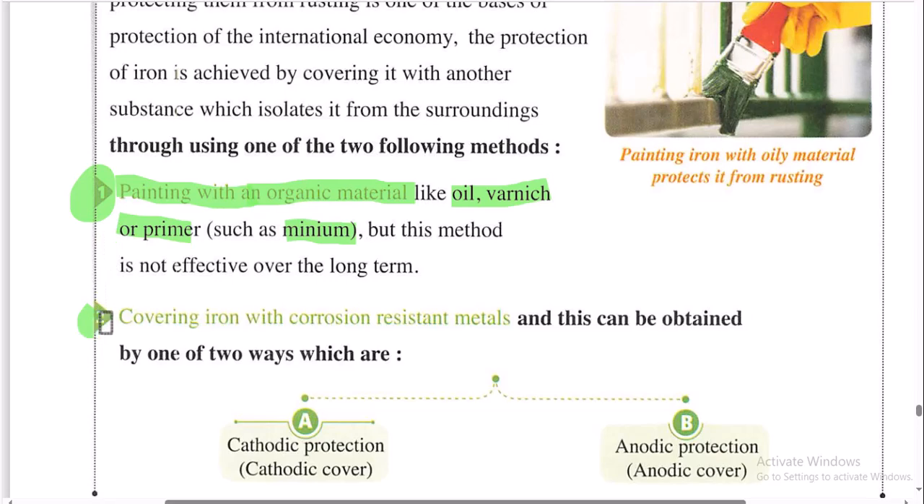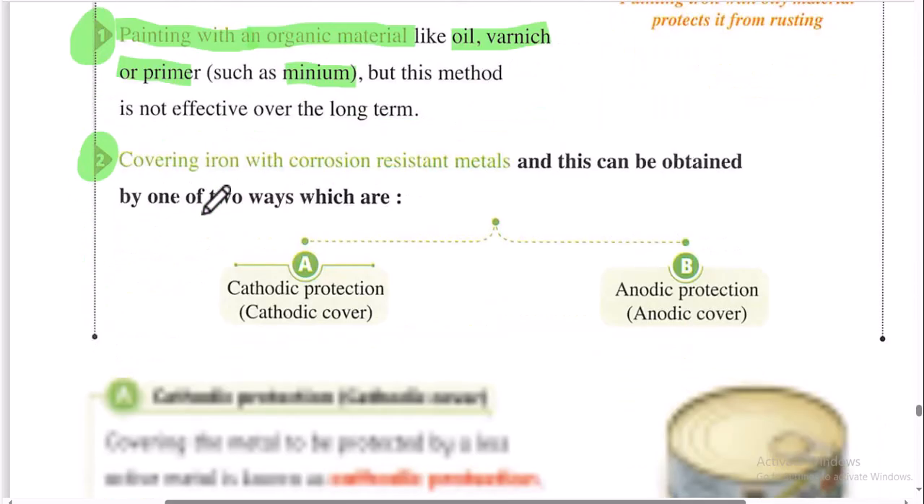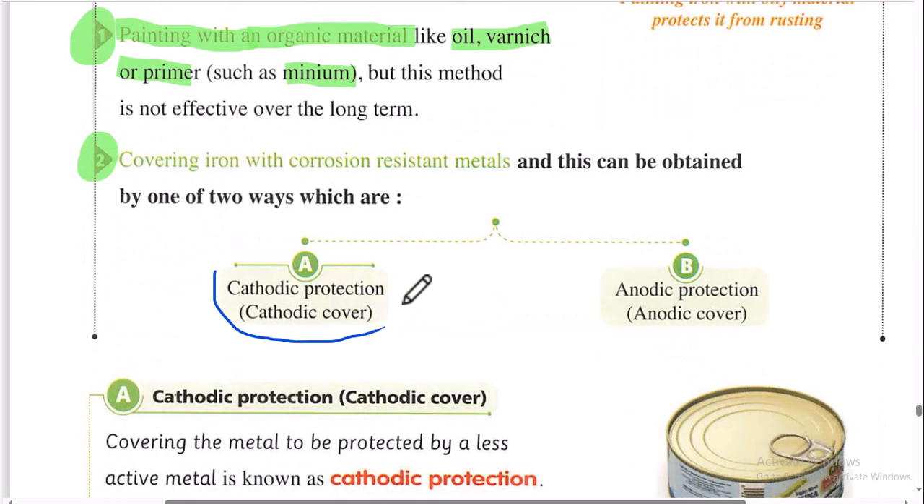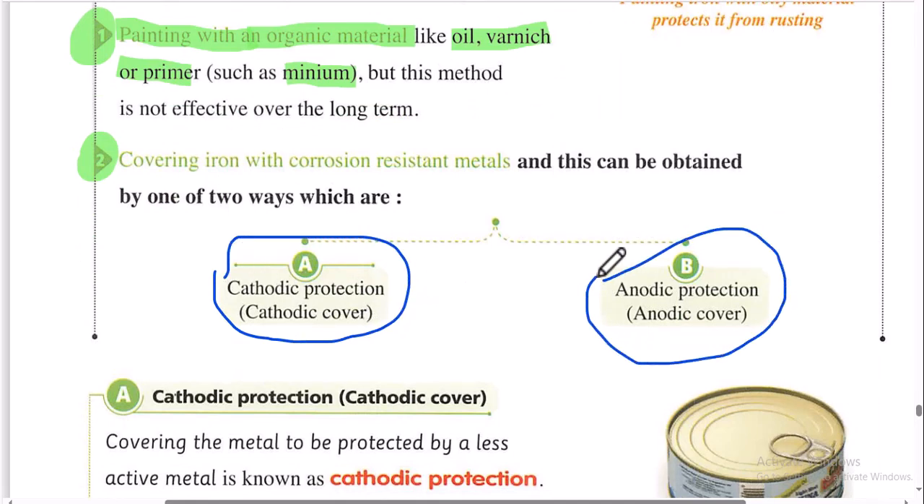The other method is covering the metal with another metal. So this other metal may be less active or more active. If it is less active, it is a cathodic protection. If it is more active, it is anodic protection.